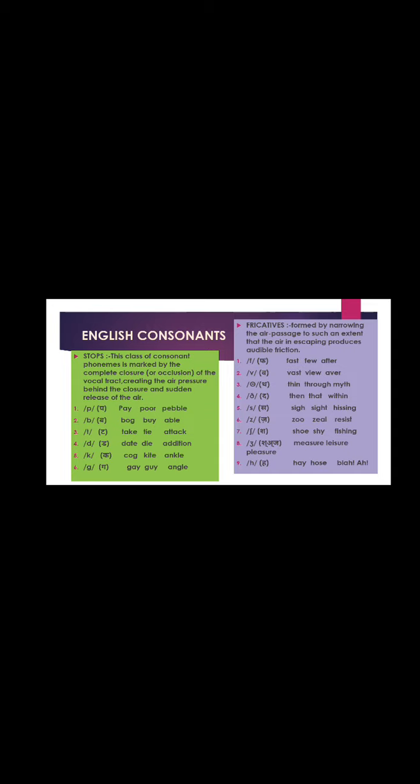Fricatives are formed by narrowing the air passage to such an extent that the air in escaping produces audible friction. Like the first one we have fa, that occurs in fast, few, after. Va in vast, view, ever. And tha in thin, through, myth. Da in then, that, within.